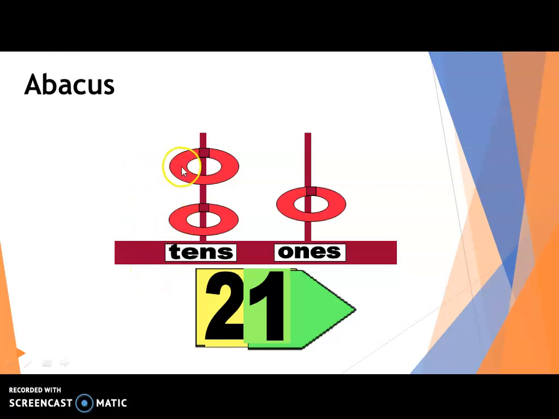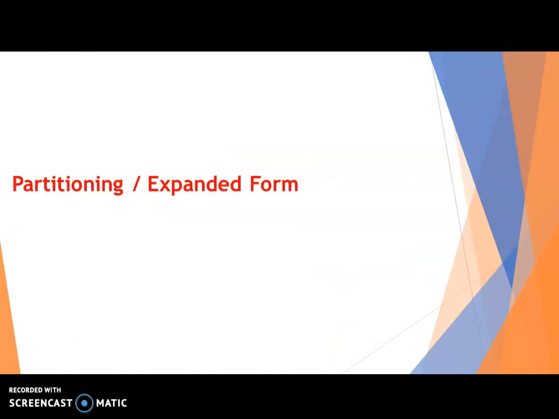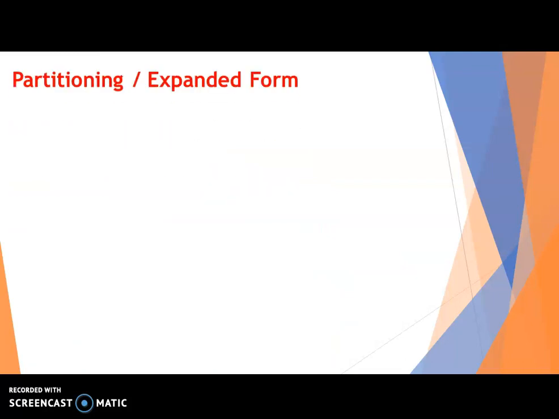10, 20. Okay. So if you're going to put all together, the number is 21. 20 plus 1 is 21. So how many? 21. Great job. Let's have another way, which is what we call partitioning, or it's called expanded form.